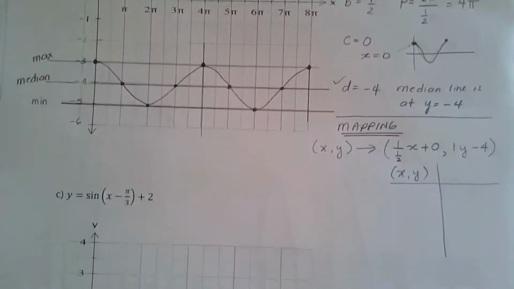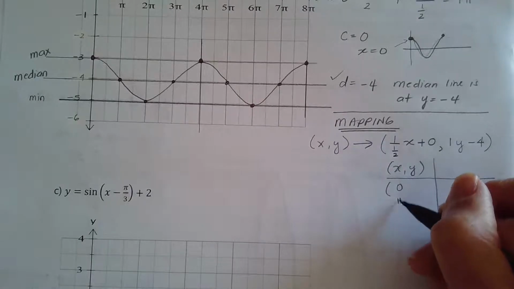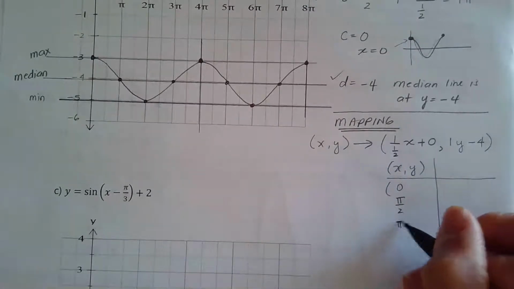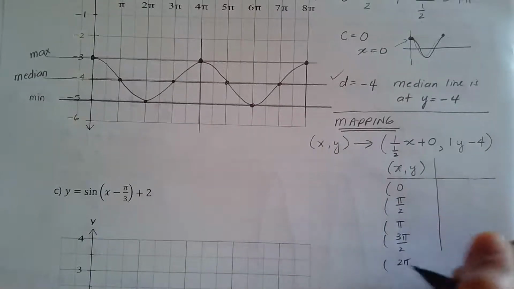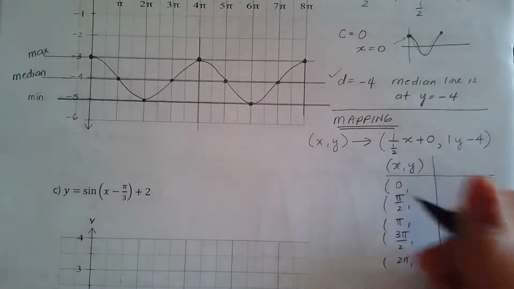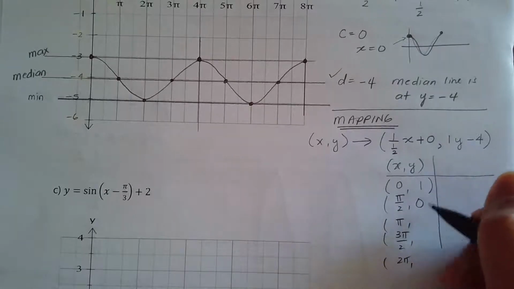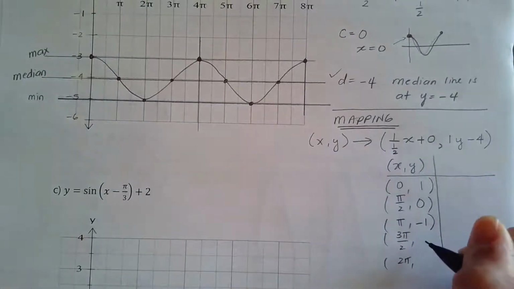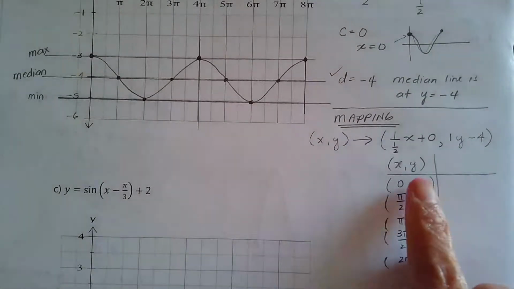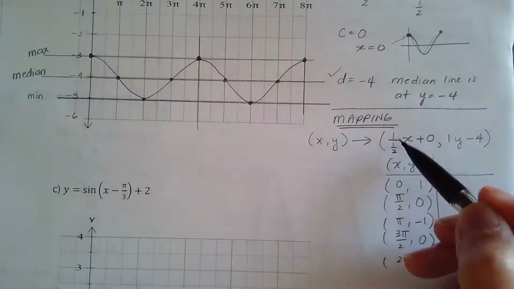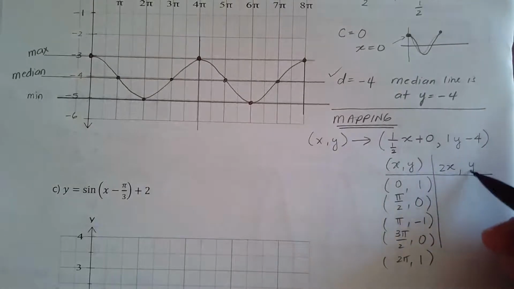With mapping, I have to remember the 5 key points: 0, pi halves, pi, 3 pi halves, 2 pi. And that's going to be 1, 0, -1, 0, and 1. Okay. And then I'm going to apply this one here. So it's 1 divided by 1/2, that's going to be 2x, and then y minus 4.